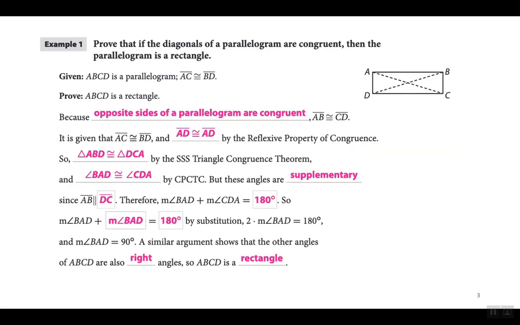All right, so here's a proof that we got to look at that's on your homework. It says prove that if the diagonals of a parallelogram are congruent, then the parallelogram is a rectangle.